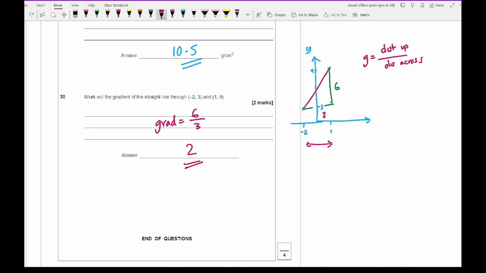And that concludes the end of this paper. Now we'll put the grade boundaries of this individual paper in the description below, so you can see once you've marked it and tallied up your scores what grade you've attained on this paper too.